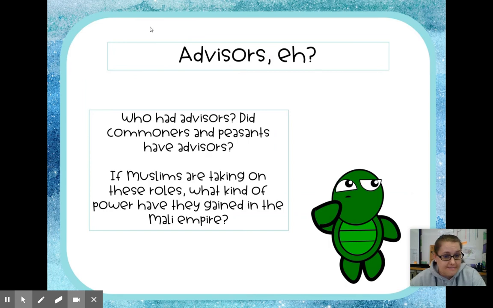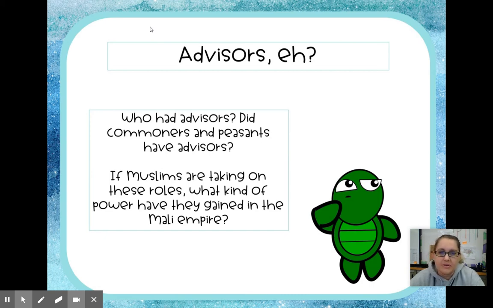So advisors, eh? So who had advisors? Did the commoners and peasants have advisors? No, of course not. That'd be really great, though, if I could have somebody following me around all day telling me what to do. But no, it was just the wealthier class that had these advisors. So if you have the Muslims taking on these roles of advisors to the leaders of Mali, what kind of power do you think they've gained? Do you think they've gained a lot of power or a little? And what kind of things do you think they were able to influence?